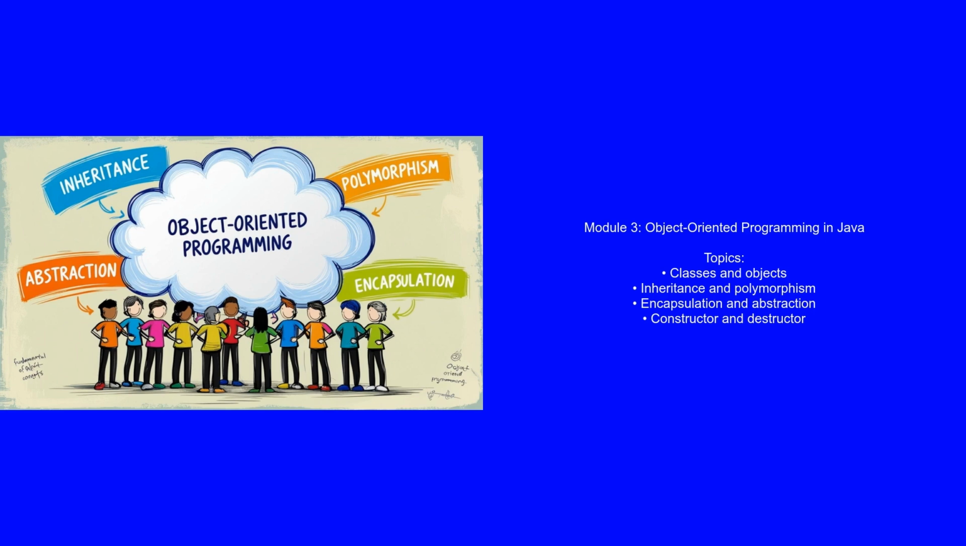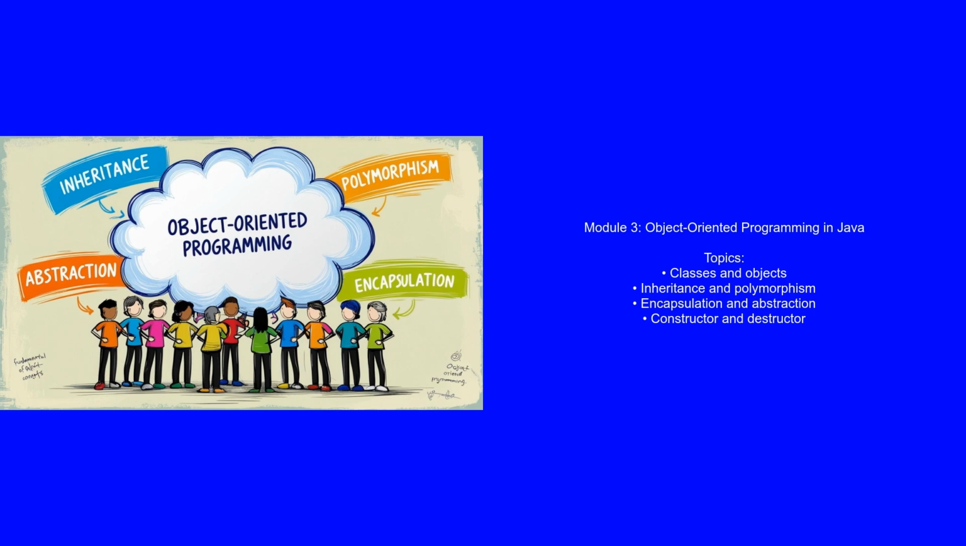Next, we'll talk about inheritance and polymorphism. Inheritance allows a class to inherit properties and behaviors from another class, while polymorphism enables objects to be treated as instances of their parent class. Moving on to encapsulation and abstraction. Encapsulation is all about bundling data and methods together within a class, while abstraction focuses on hiding implementation details and only showing the essential features of an object.